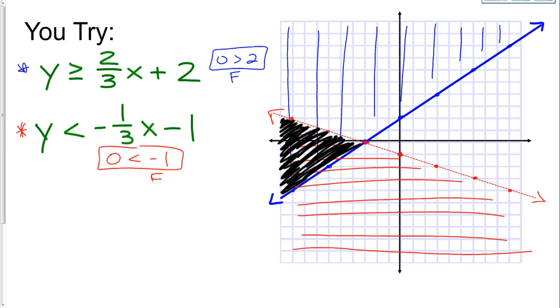And then we're going to completely shade in this region right here that contains solutions to both inequalities.